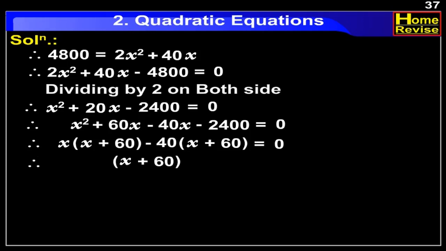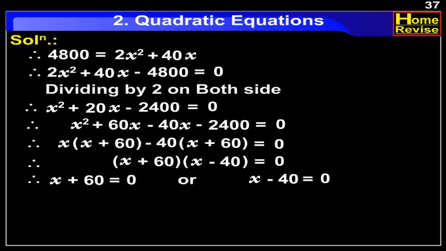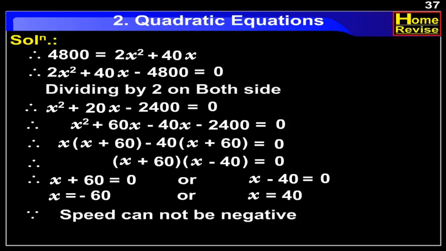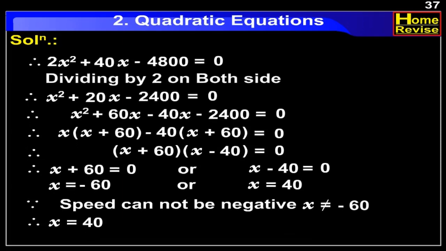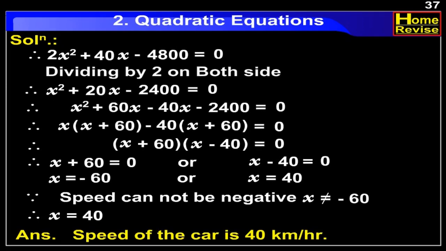Therefore, x plus 60 into x minus 40 is equal to 0. Therefore, x plus 60 is equal to 0 or x minus 40 is equal to 0. Therefore, x is equal to minus 60 or x is equal to 40. We know that speed cannot be negative. Therefore, x cannot be equal to minus 60. Therefore, x is equal to 40. Therefore, speed of the car is 40 km per hour.